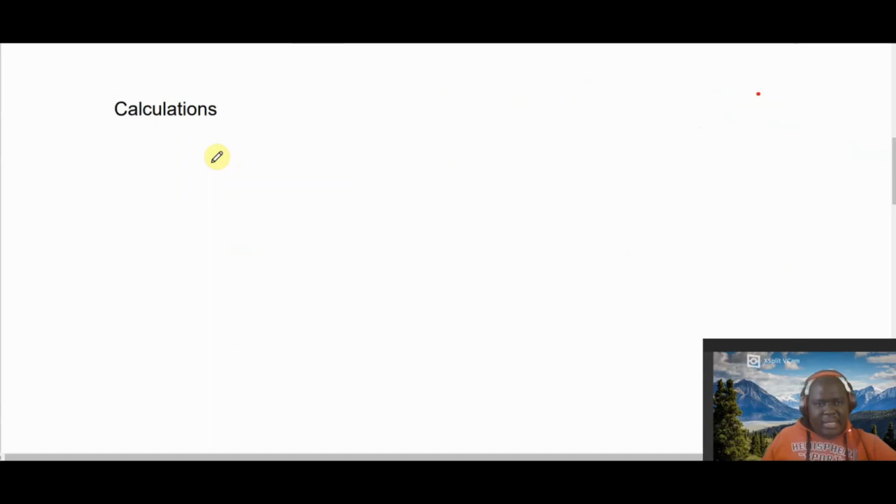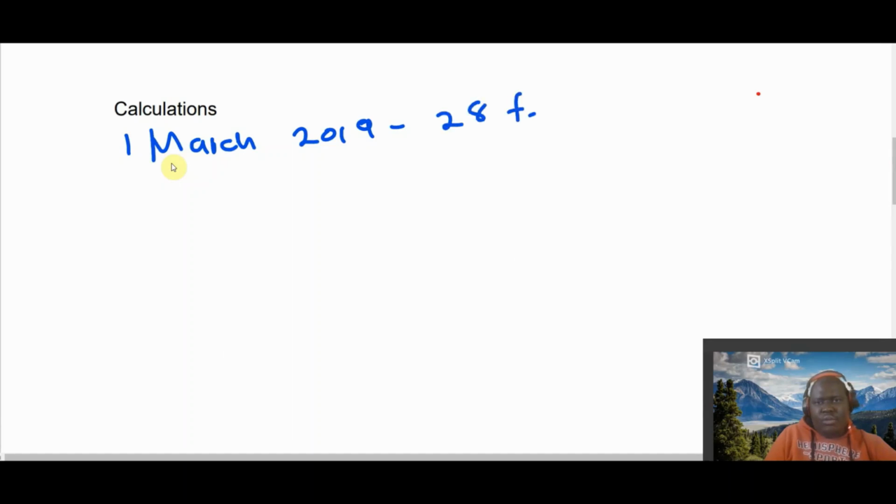So the best thing that we need to do is to write down our financial period. We know that our financial period is supposed to start from 1 March 2019 to 28 February 2020, right? So we will have to draw a timeline so that we don't make some mistakes.